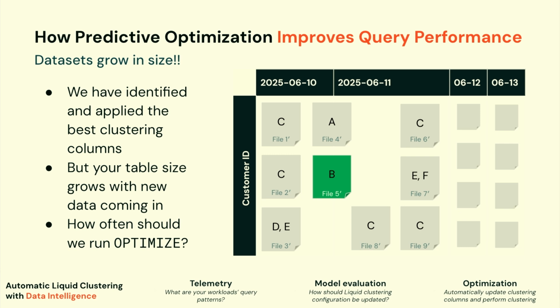Okay, so our data on these two days is well clustered, but we have more data coming in every day. And it's important for all of the data to be well clustered so the queries remain performant. So we need to run optimize at a certain frequency, but how often would you run optimize? Would you know the ingestion patterns for all your tables? Don't worry, Predictive Optimization does.